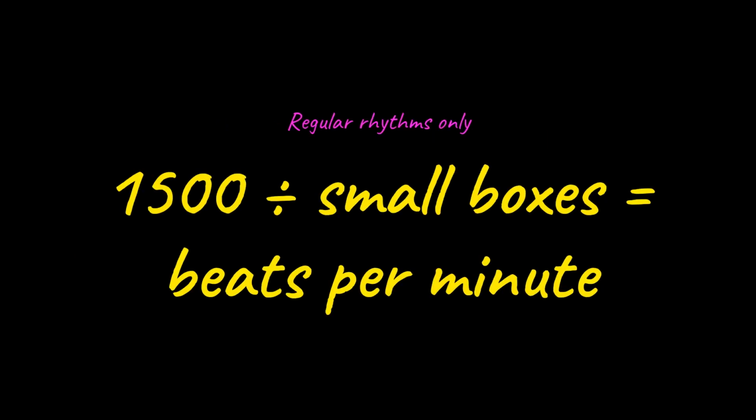Remember, the 1500 method is only valid for regular rhythms. For irregular rhythms, use the 6-second strip method instead. When applied correctly, both the 1500 and 300 methods will give the same heart rate.